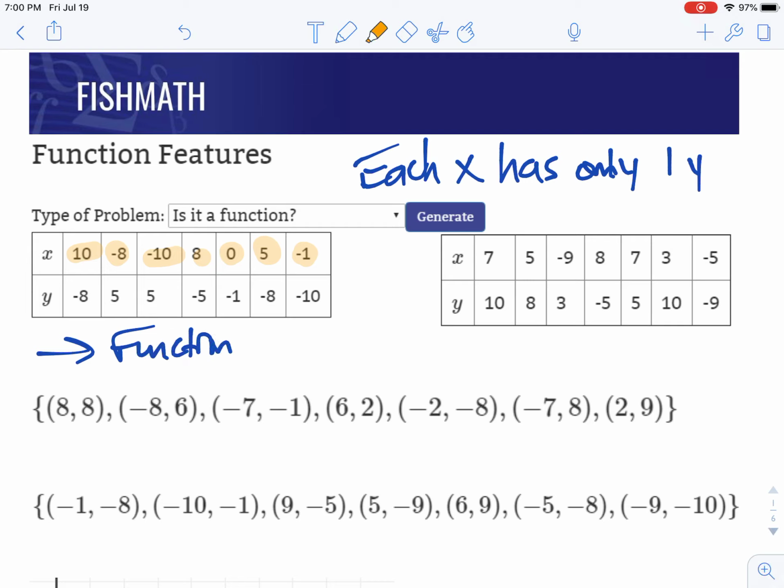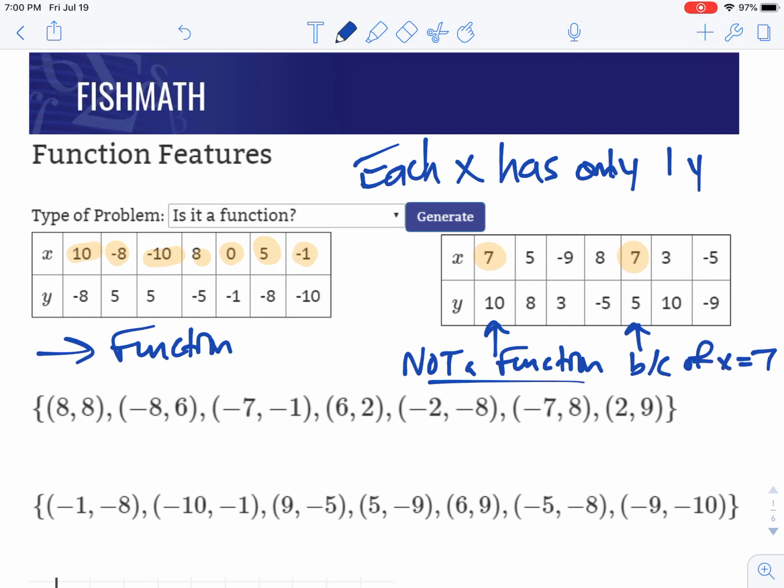In the second table, we're going to look again to see any repeating inputs. We've got a 7 and a 7. That same input of 7 is going to two different places. 7 goes to 10 and 7 goes to 5. That's a problem. So this is not a function since that input of 7 has two outputs, two y values. So we can't do that because of x equals 7 having multiple outputs or y values. Same thing here for the coordinates.